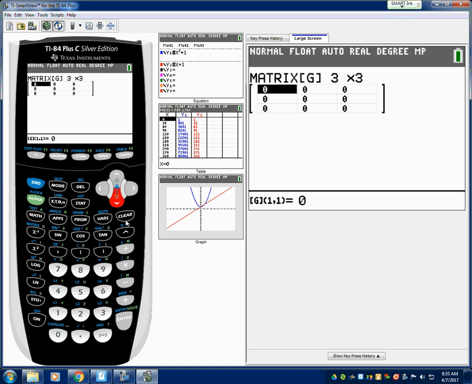And then we're going to enter the elements of matrix G, which are -1. It's going to enter them straight across the rows. So -1, -1, -1, and hit enter, it will go to the second row. 4, enter, 5, enter, 0, enter. And then 0, enter, 1, enter, -3, enter. So we have now populated matrix G.